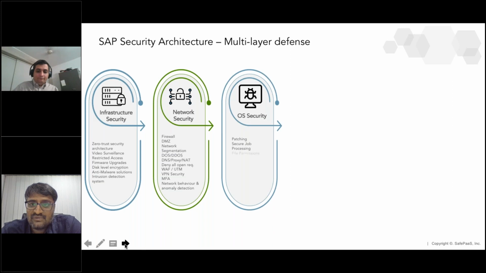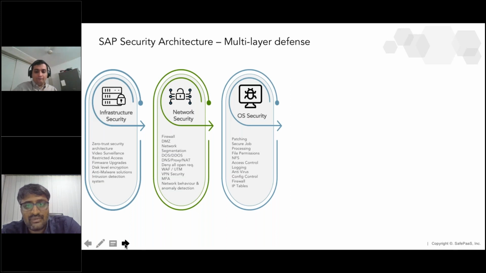And coming to the next layer, the OS. Once the network, then the operating system layer is the important thing. We can see a lot of patches getting released from all the operating system providers, including Microsoft, SUSE, Red Hat, or all these predominant operating systems, HP or the IBM AIX. So that's the important thing, patching, we need to make it a practice in the organization.